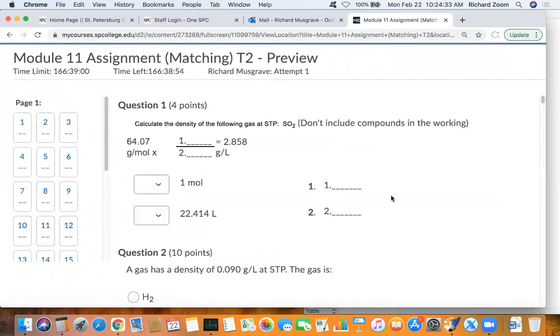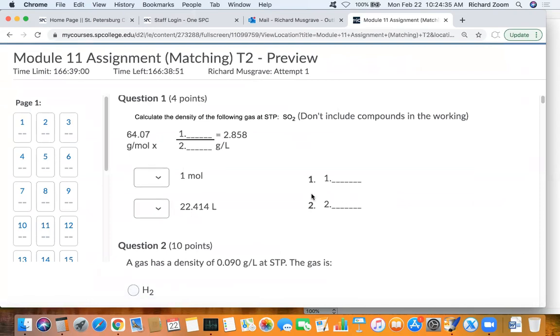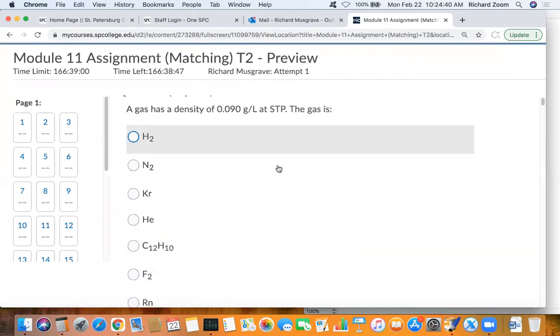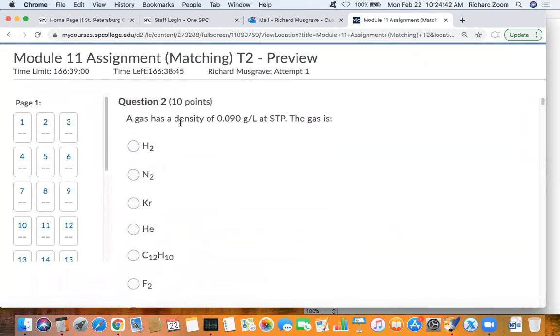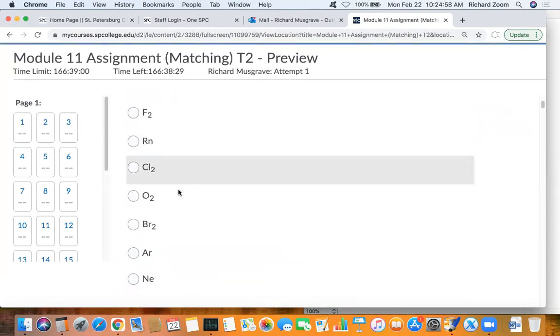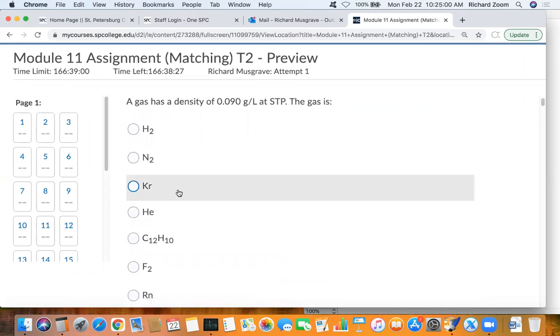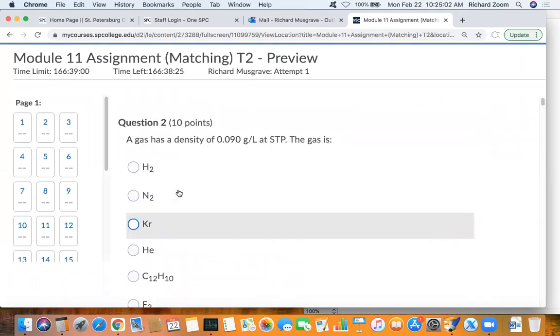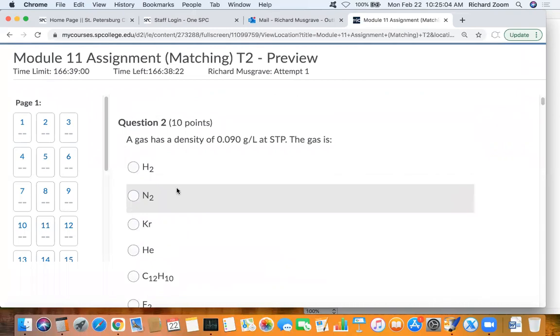Now, a couple of things I'd like to point out here. This one is fairly easy. It's a problem with the density. We've looked at this. Now this problem here, this gas has a density of 0.090 grams per liter at STP. So the idea would be to multiply that by 22.414 and come up with the molecular weight, and then figure out which one is closest to that molecular weight. Does anybody have any questions about how to do that? Okay.